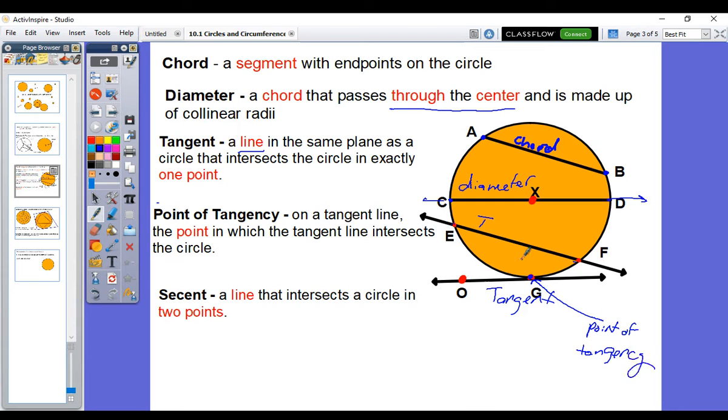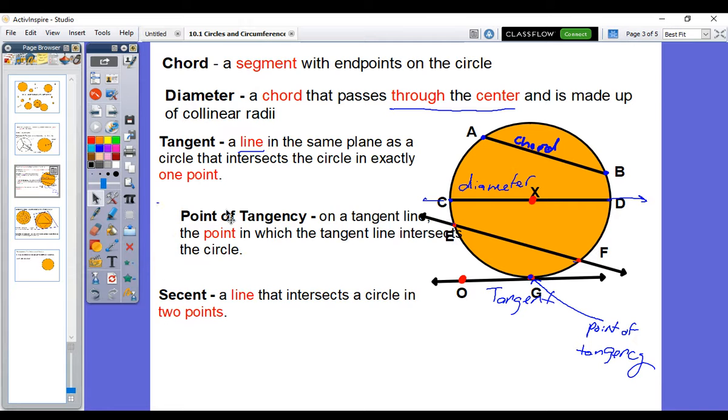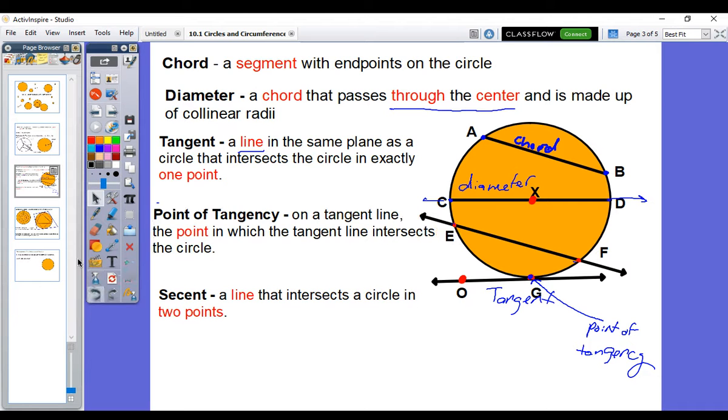Tangency. This one that goes through it is a secant line. A secant line is similar to a chord in that it touches the circle twice, and it keeps going. So it's a line. As it says, a secant is a line that intersects a circle at two points. So this is a secant right here. And the tangent touches the circle once. Similar to a secant, it's a line.